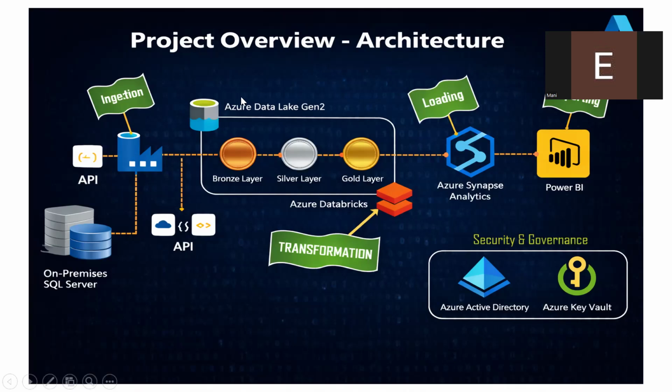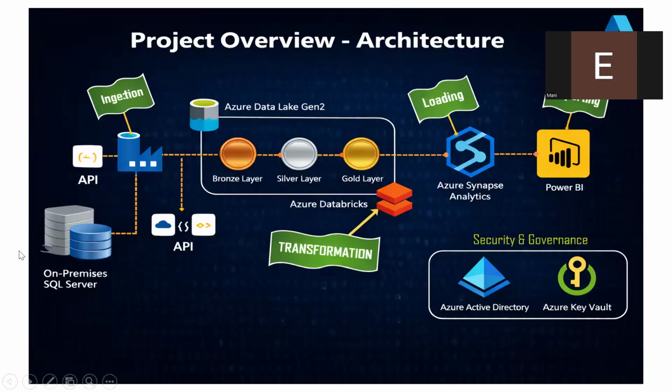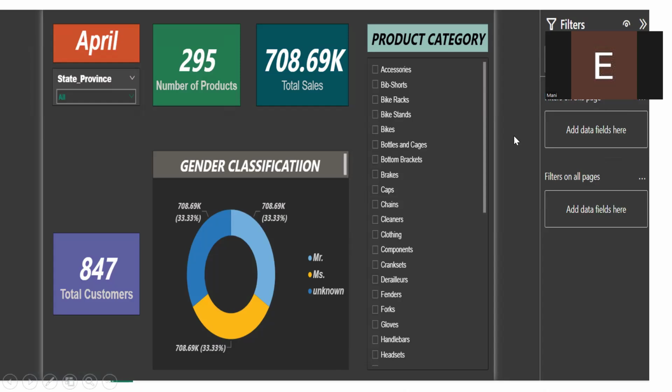This is the end-to-end project architecture. Once we design the data in the final layer, by using Power BI as a reporting tool, we can design the reports. You can see here, whatever data we have on-premises, the data we're loading into the gold layer, that report we can expect like this.